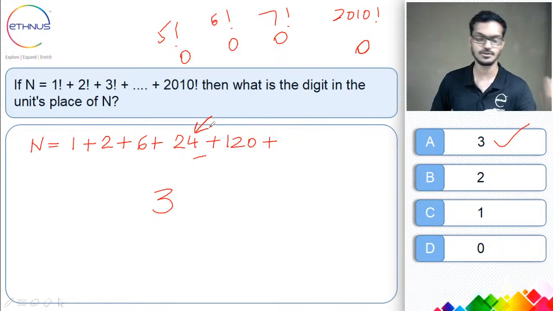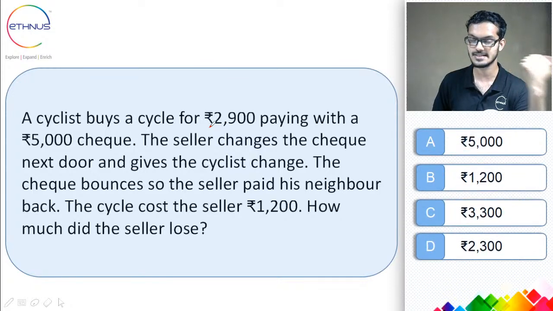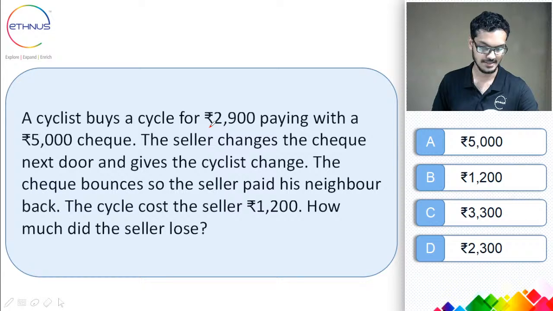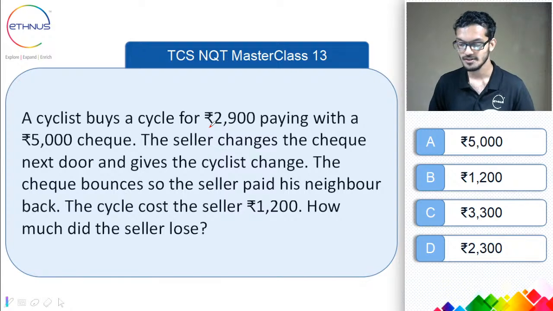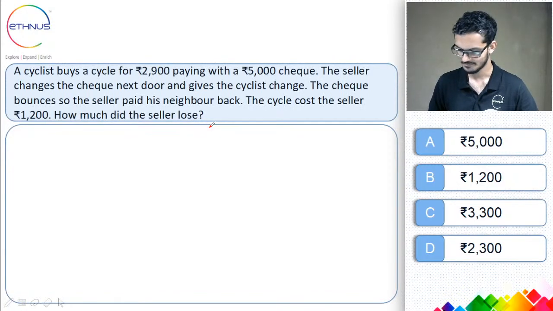Okay, so coming to this particular problem, a cyclist buys a cycle for rupees 2,900, and I could see there is a mixed answer. A few of them have given C, B, and 1,200, B, C, B, C. Okay, and then, yeah, these are the two options which are quite common. So I'm going to tell you the solution for this problem. So here is the solution. It sounds a little bit confusing, but actually it's easy.